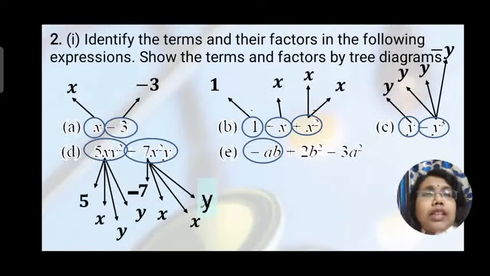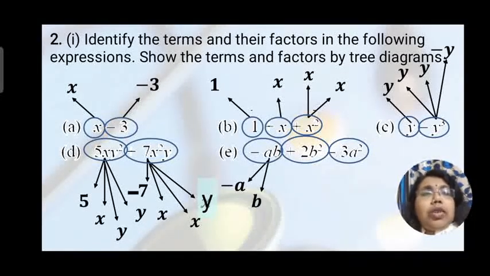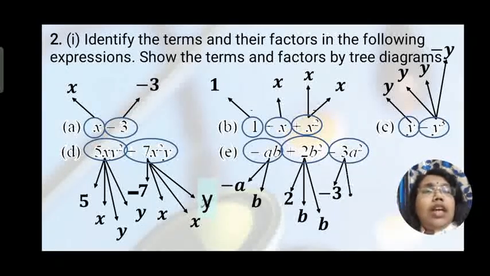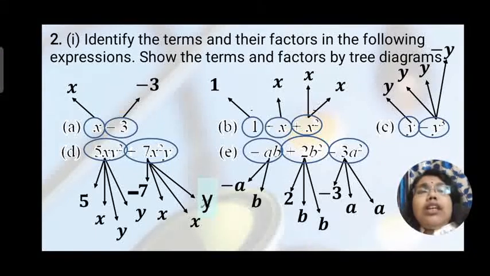Then minus ab plus 2b squared minus 3a squared. Now here the terms are minus ab, plus 2b squared, and minus 3a squared. Minus a and b are the factors of the first term. Plus 2b squared has factors 2, then b, and then again b. Now minus 3a squared has minus 3, then a, and then a again. So these are the three factors of minus 3a squared.